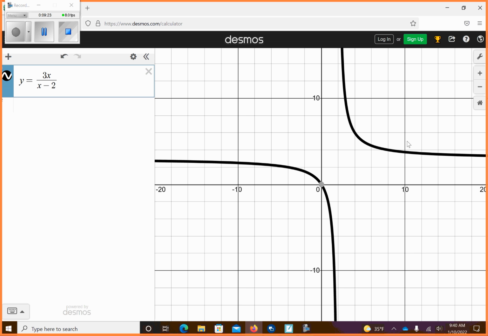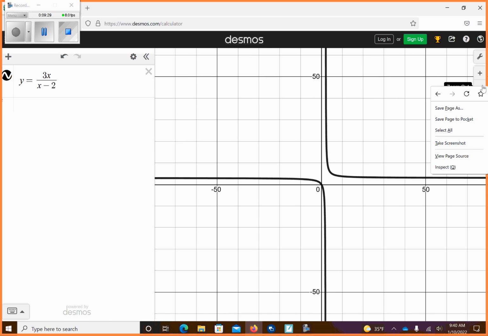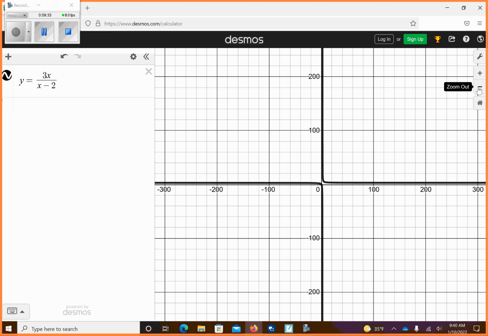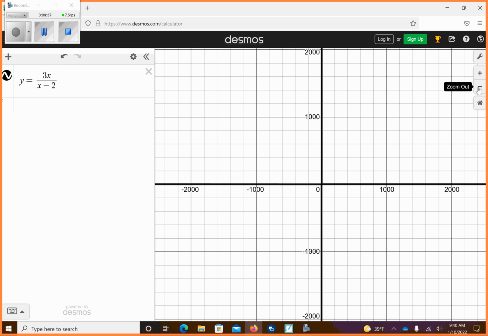And of course, just like anything, if you zoom out, you're going to start losing some of what the graph is saying. But take a look. Our graph, especially if you zoom out into the thousands, I can't even see my graph any longer. Okay?